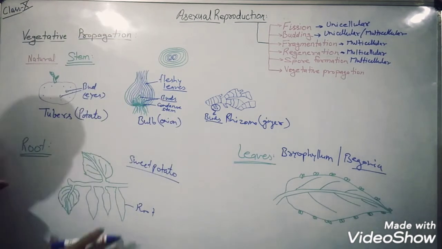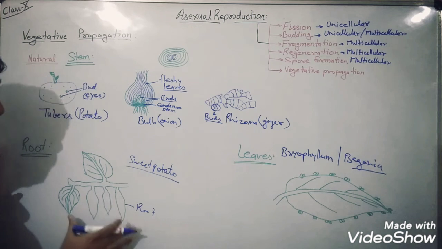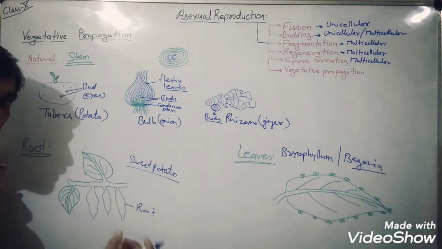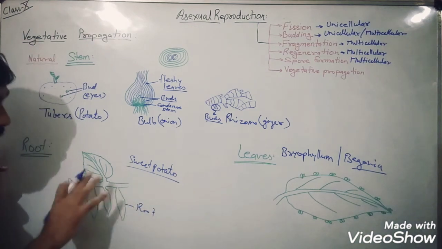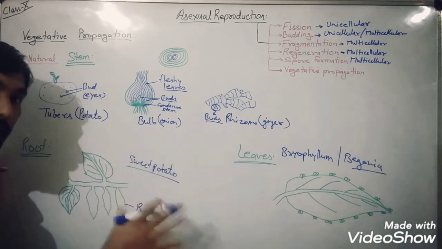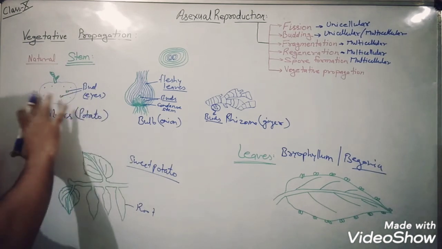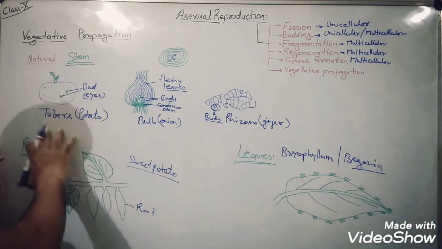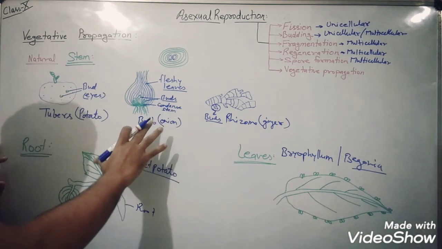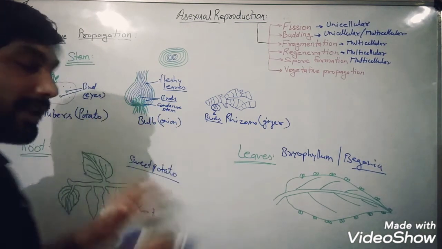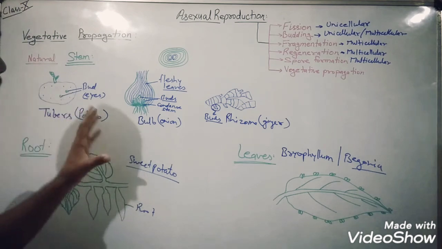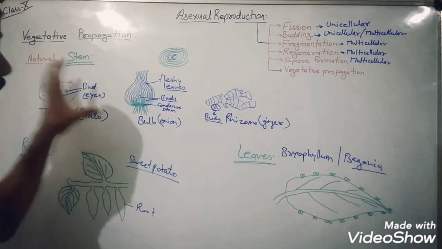Here we have seen that few of the modified roots which are going to perform the function of storage food in them, they are also capable to grow into a new individual plant. And here modified stems like tubers, buds, rhizomes or runners, they are capable to grow into the new plant. So this is what natural vegetative propagation.